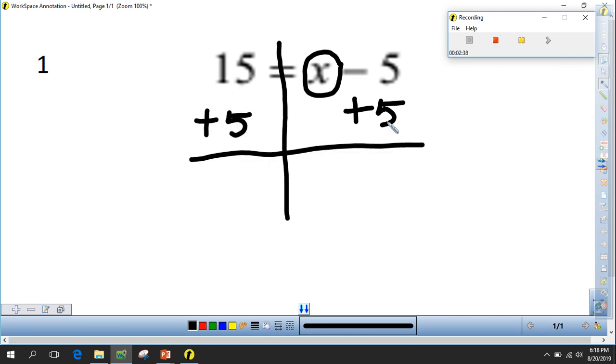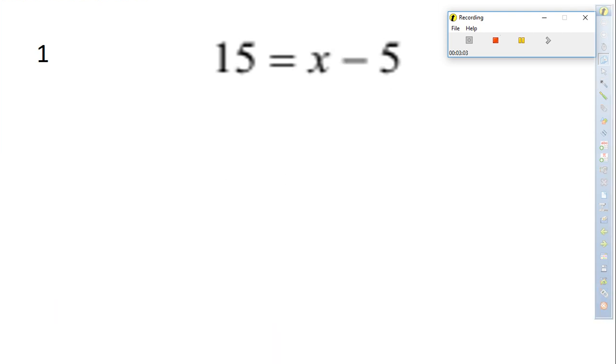So, working from left to right, 15 plus 5 is 20. Here's my line, I can bring my equal sign. Here's my x, I just bring it down. And the minus 5 plus 5 cancels each other out. We undid that, so it goes away. So my final answer is 20 equals x. Don't forget, you can always double check that by throwing that 20 back in there. Is 20 minus 5 15? Yes, it is, so we are good to go.